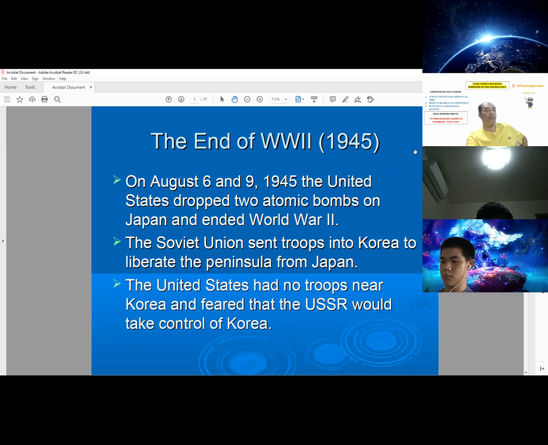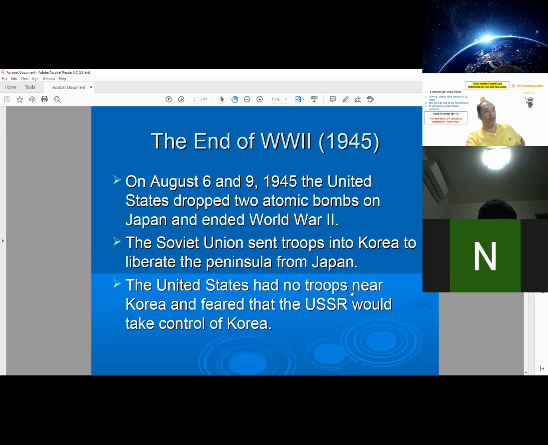Then because of that, now straight away, I told you just now, Xingchen, we talk about the vacuum of power right now. Vacuum of power means the big boss has died and nobody takes over the chairmanship, the power. So it's called a power vacuum, not a vacuum cleaner, Xingchen. So the United States had no troops near Korea and feared that, so they started sending soldiers to attack North Korea and protect South Korea.